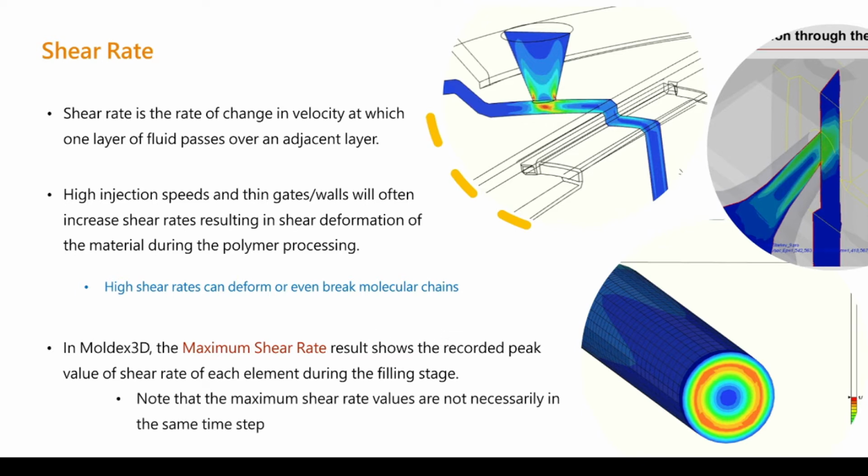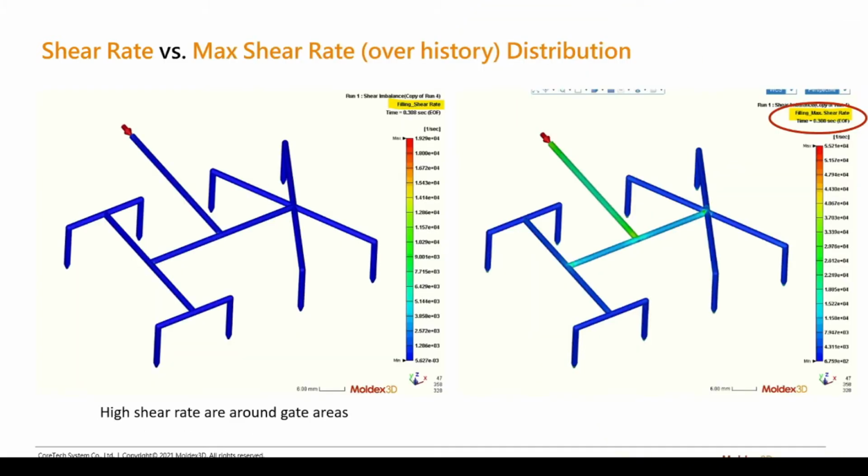Note that the maximum shear rate values are not tied to the current time instant. So when we look at a shear rate versus maximum shear rate result, even though both of these are at the 0.308 time instant, this shear rate is at the current end of fill time instant, whereas the maximum shear rate over here is actually the peak recorded value for each element, exactly the same as what we saw in the maximum shear stress.